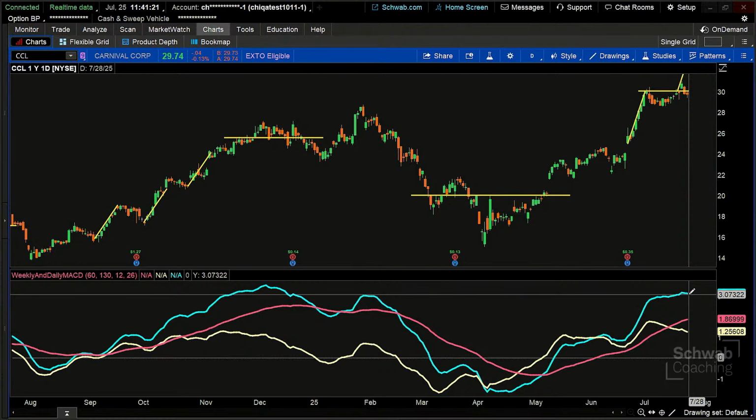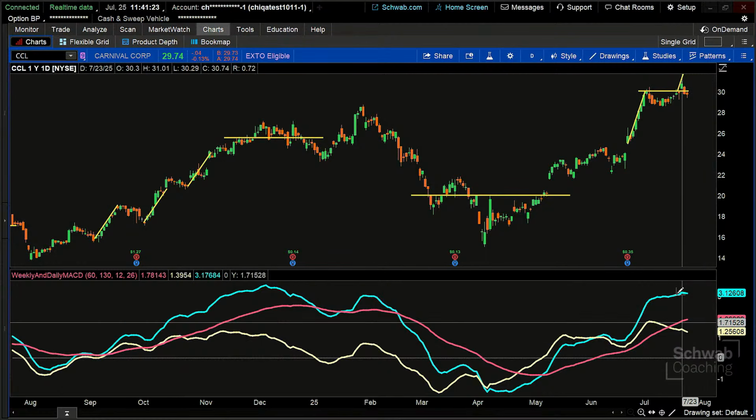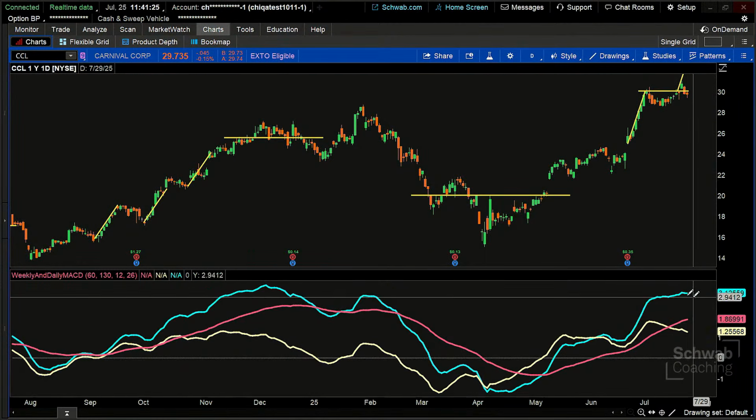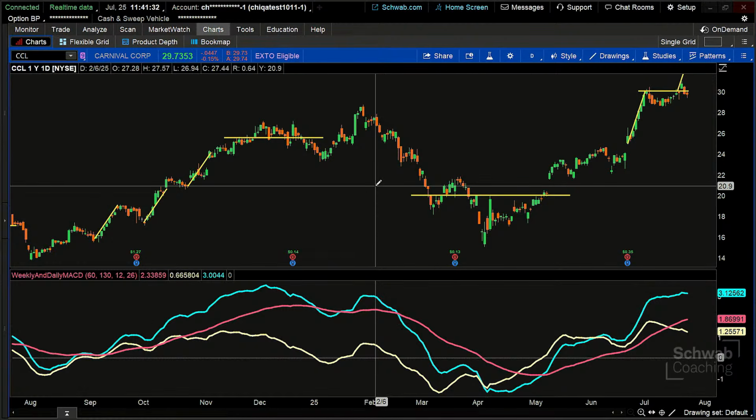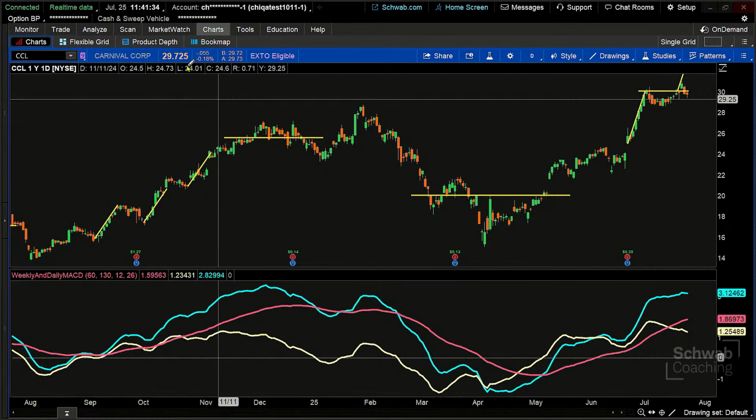So let's just kind of summarize. We've done a couple of different things. We've looked at how to build this combination of the two. We looked at the components of the two. So let me go back up here to the Flask icon. Now remember, this is the weekly and daily MACD.